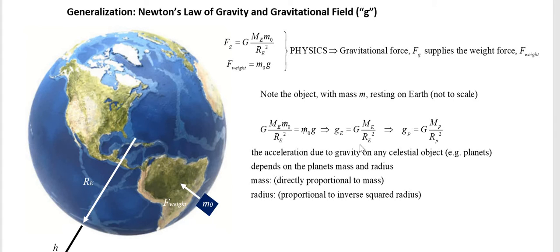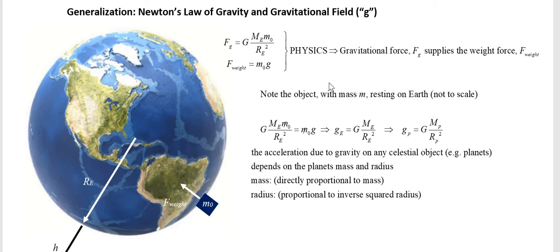Okay, let's discuss a generalization of Newton's law of gravity and introduce the gravitational field, which you all probably just call gravity. But actually the gravitational field, as we will see, is dependent on a planet's mass and radius. And that g, little g, is actually an acceleration due to gravity, correct?